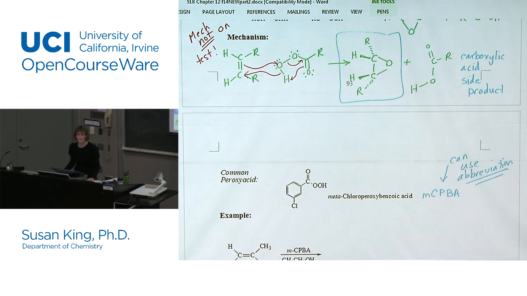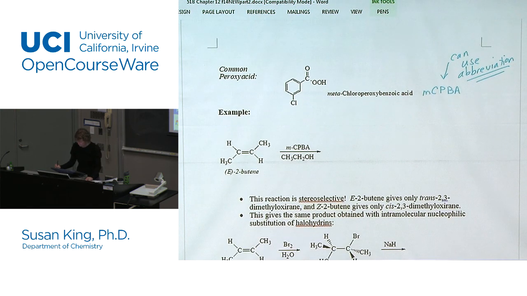But please be aware that that's a peroxy acid, because I think there's some problems in Sapling and probably in Smith where they use just a peroxy acid that's not specifically MCPBA, and you'll be thrown off if you don't realize what that actually is. All right, so here's an example here. This is the only peroxy acid I will use.